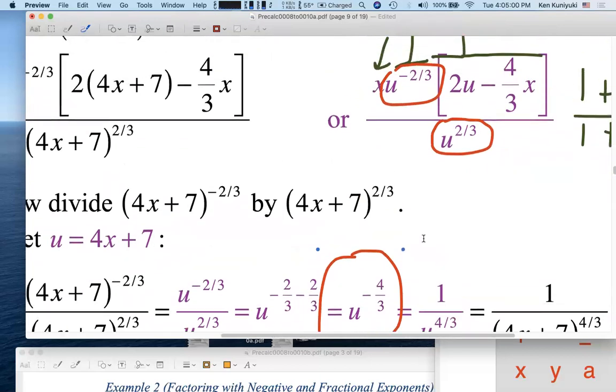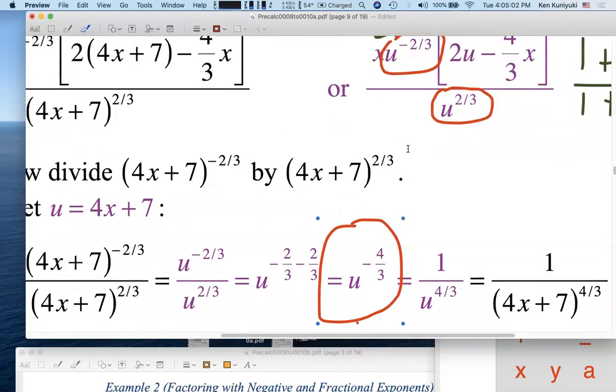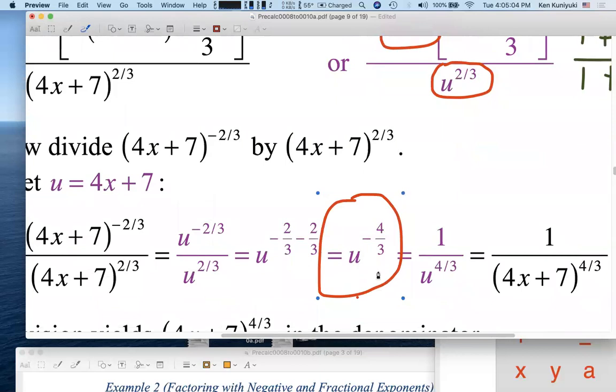But what does it mean to multiply something by u to the negative 4/3? Well, how can we write u to the negative 4/3? As the fraction 1 over u to the positive 4/3. Now think of this as being this over 1. This hops down as a factor as u to the positive 4/3. Which means when you multiply by u to the negative 4/3, you're really dividing by u to the positive 4/3. The u to the 4/3 goes in as a factor of the denominator.